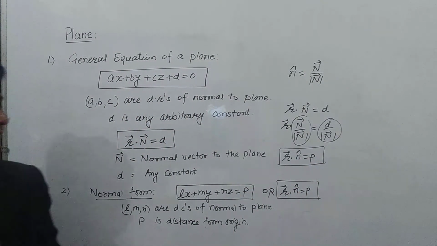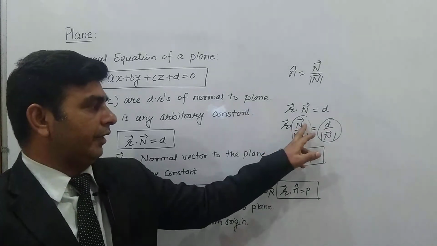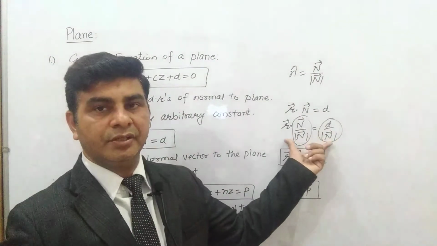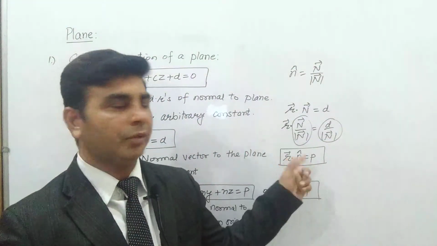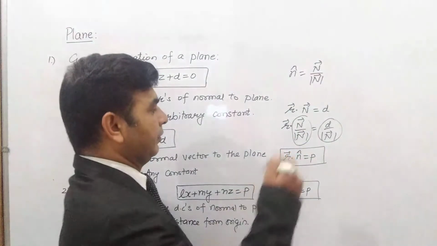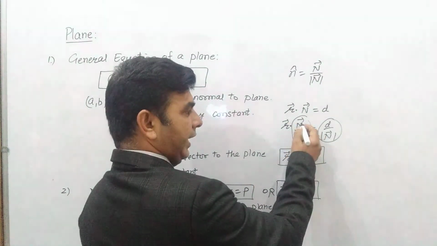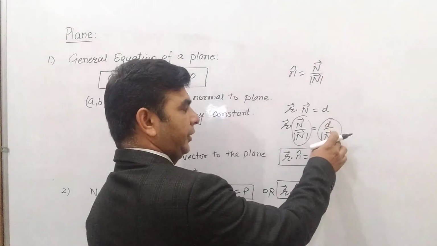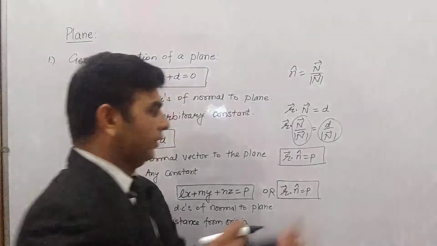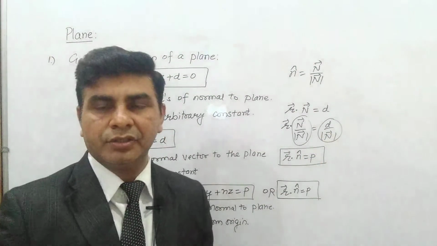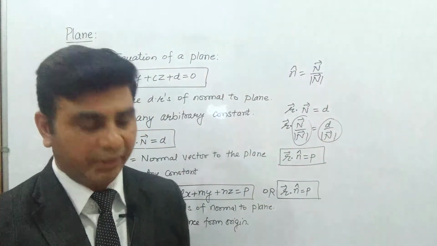Sorry बच्चों. So this is n vector upon n magnitude. If you want to change the general form of equation into normal form, then magnitude of n is to be divided on both sides, and this n vector upon n magnitude is replaced by n cap, and d upon n magnitude will be replaced by p, where n cap is the unit normal vector and p is your distance from the origin to the plane.